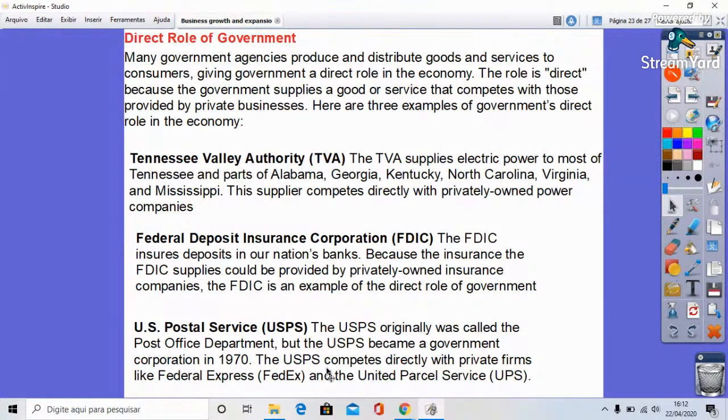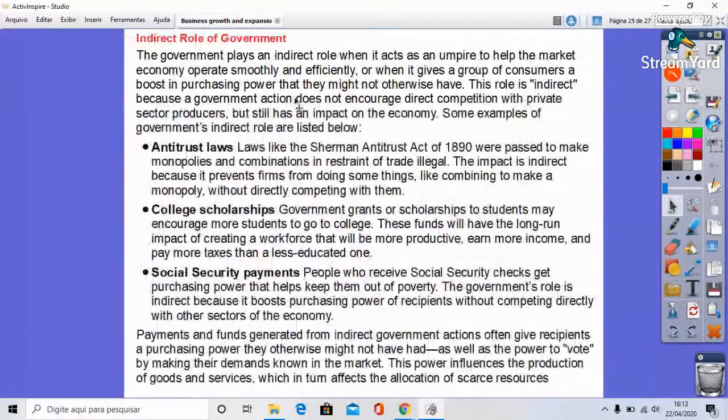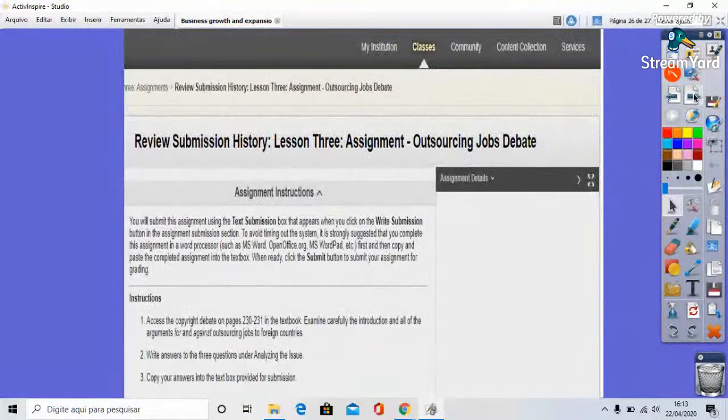But the USPS, they have a competition. Who is their competition? We have Federal Express and the United Parcel Service. So this is a direct role. We have the Federal Deposit Insurance Corporation, the FDIC. It insures deposits in our nation's banks, because the insurance the FDIC supplies could be provided by privately owned businesses. So they have competition. This is a direct role of the government. Whereas here, when a government gives a scholarship to a student, there's no competition. So they are playing an indirect role in the market as nonprofit organizations.